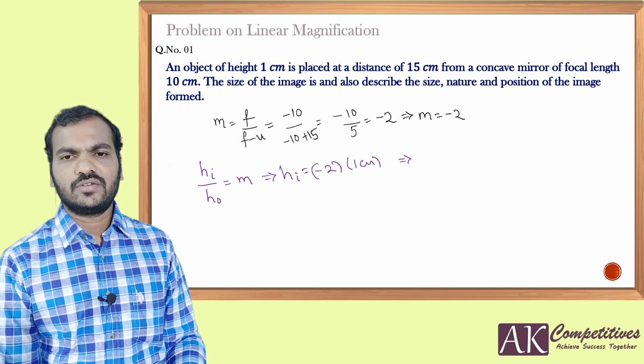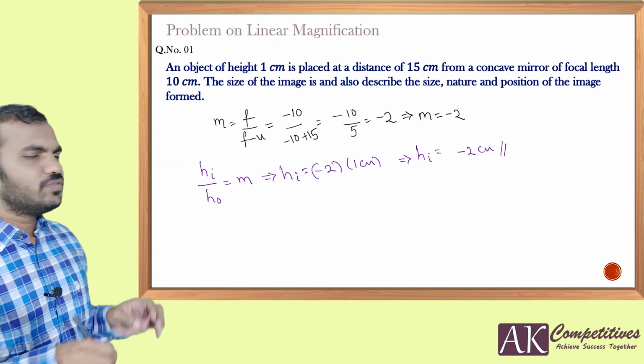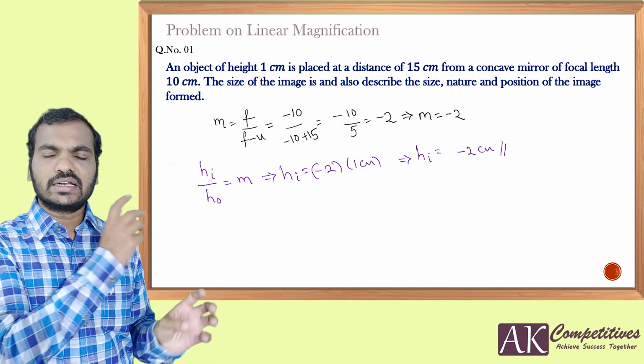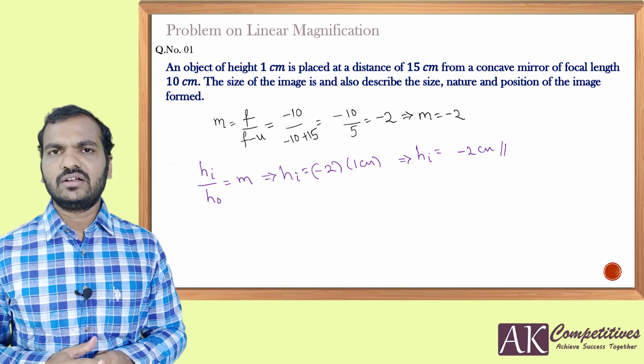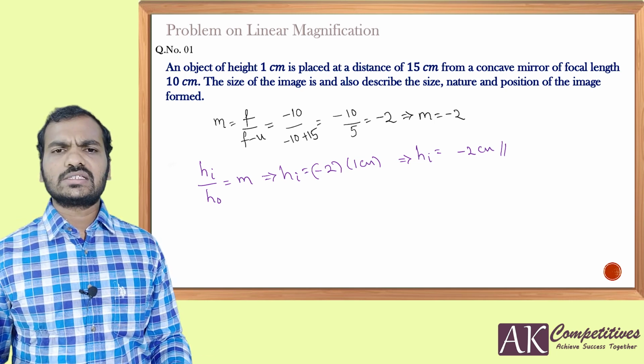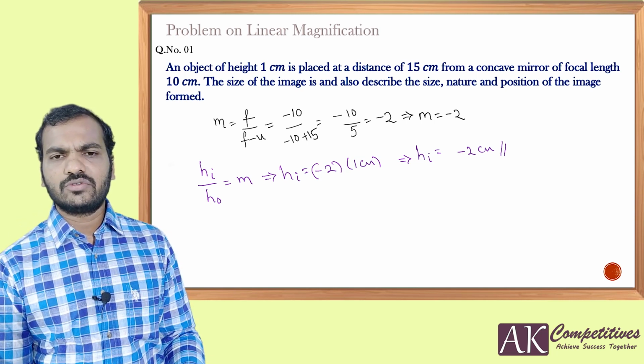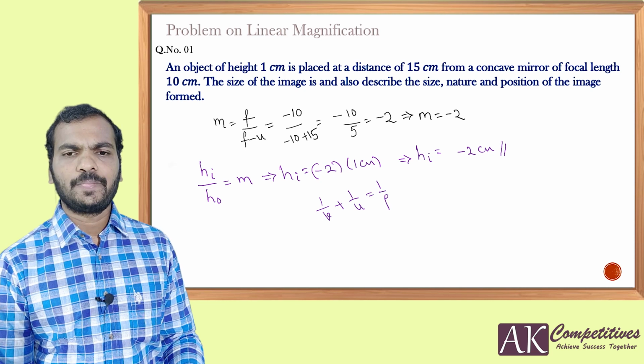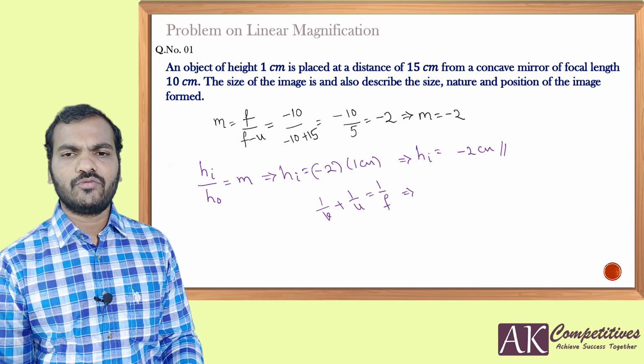Then the height of the image will be minus 2 centimeters. So here the negative magnification tells you it is going to be inverted, and as it is greater than 1, it is magnified. What is going to be the image distance? You can find it by using the mirror equation, 1 by v plus 1 by u, which is equal to 1 by f.